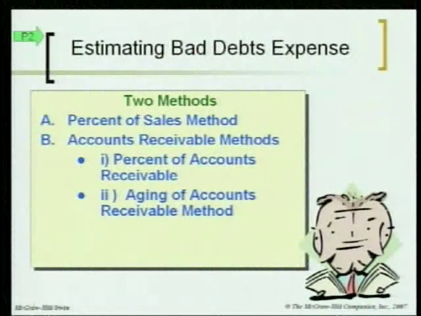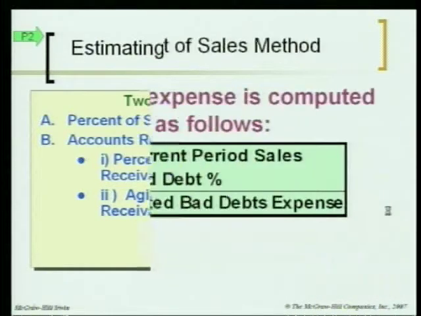Let's talk about the first method. The first method is a real easy one. It's called the percentage of sales method. All we do is take a percentage of sales. Let me show you how that works. It's best illustrated with an example.